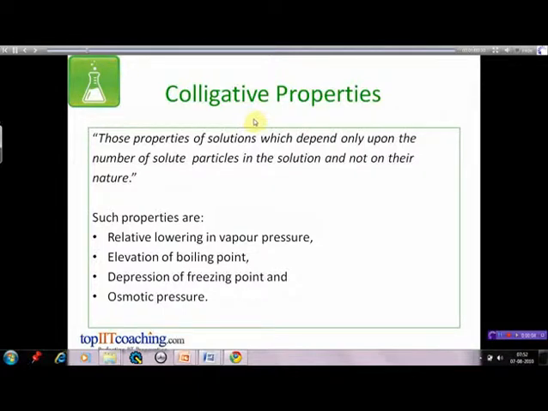Now the properties of the solutions either depend on the nature of the particles of their components or on their numbers. So those properties of solutions which depend only upon the number of solute particles in the solution and not on their nature are known as colligative properties. They are relative lowering in vapor pressure, elevation of boiling point, depression of freezing point, and osmotic pressure. We are going to discuss these colligative properties one by one in our forthcoming slides.